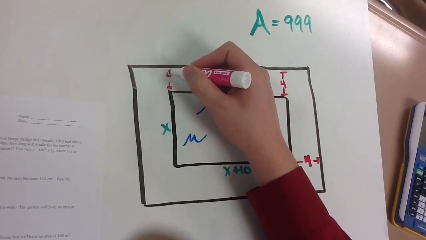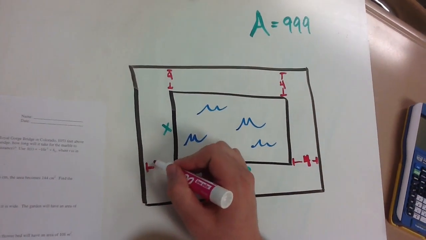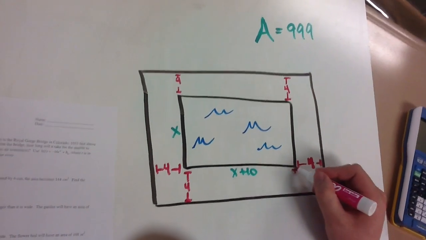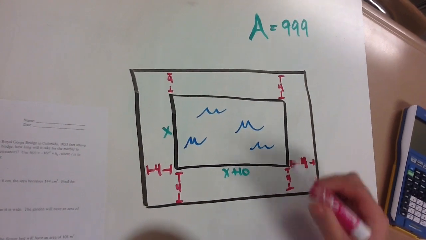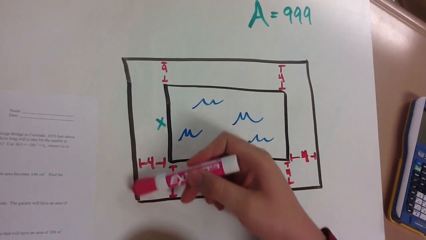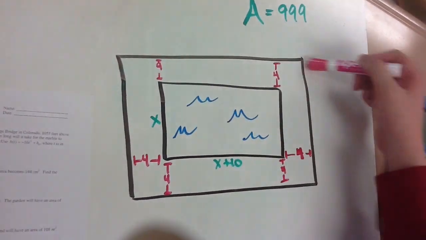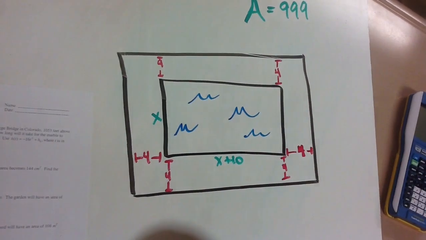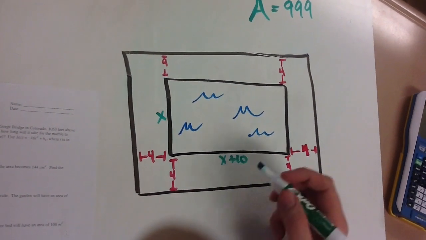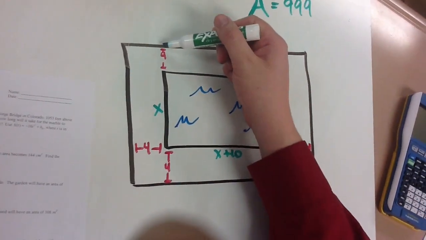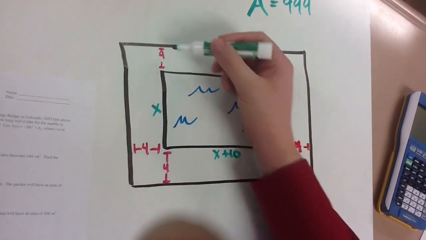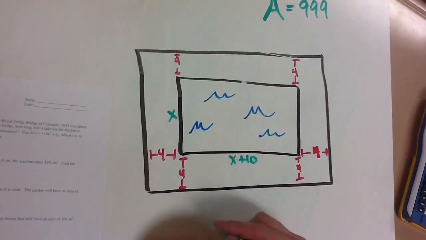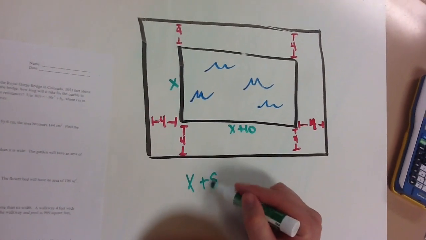And I'm labeling the corners here so I can set it up for what I'm going to show you in a second. So all of this is 4, all of this is 4, and so on. Now I know that my length times my width, this length and this width, are going to multiply together to be 999. I can set up my equation. If I want to know the width from here to here, I'm going to have 4 plus x plus 4. So that's going to be x plus 8.